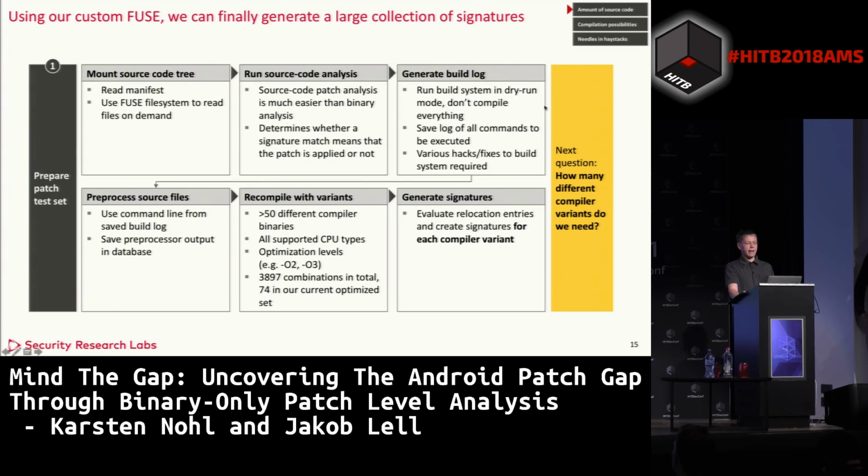So we then take these commands, but only for the source code files we are interested in. And then we compile it with a couple of different compilers, with more than 50 different compiler versions. And for each of these compilers, we have different optimization levels and CPU types. So we have a couple of thousand different variants to compile it with, but we will have to see how many of these are actually required.